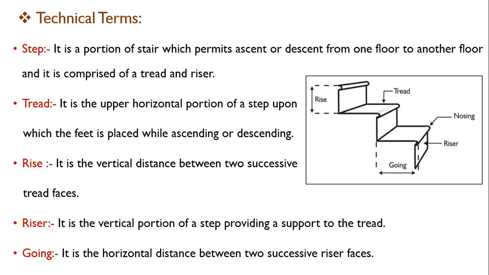Now coming to various technical terms which are associated with the stair. Very first is the step. What is a step? It is the portion of the stair which permits ascent or descent from one floor to another floor and is comprised of a tread and rise. So what is a step? It comprises a tread and a riser. This complete thing is called a step.